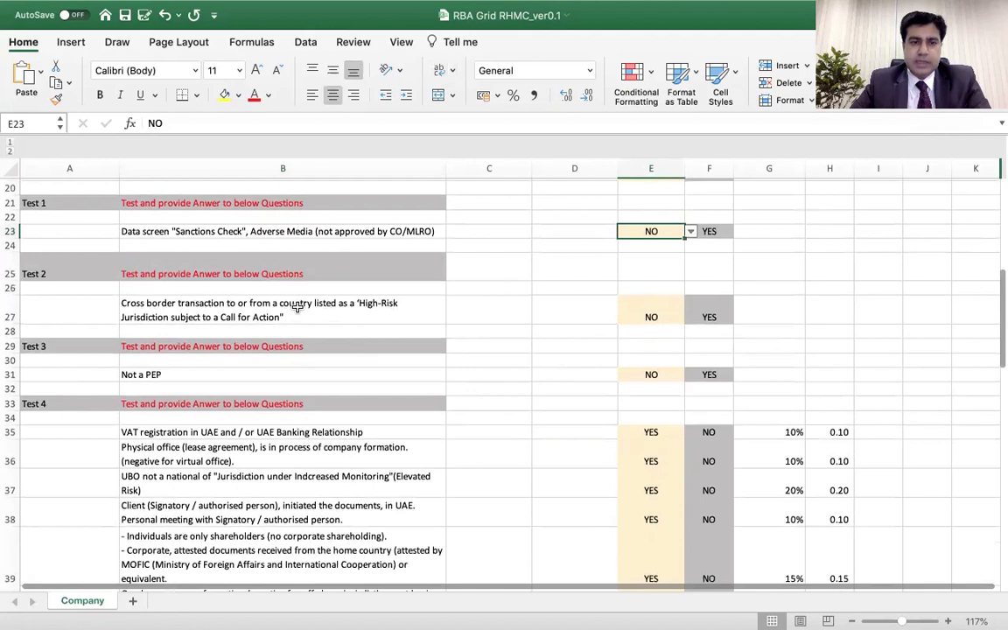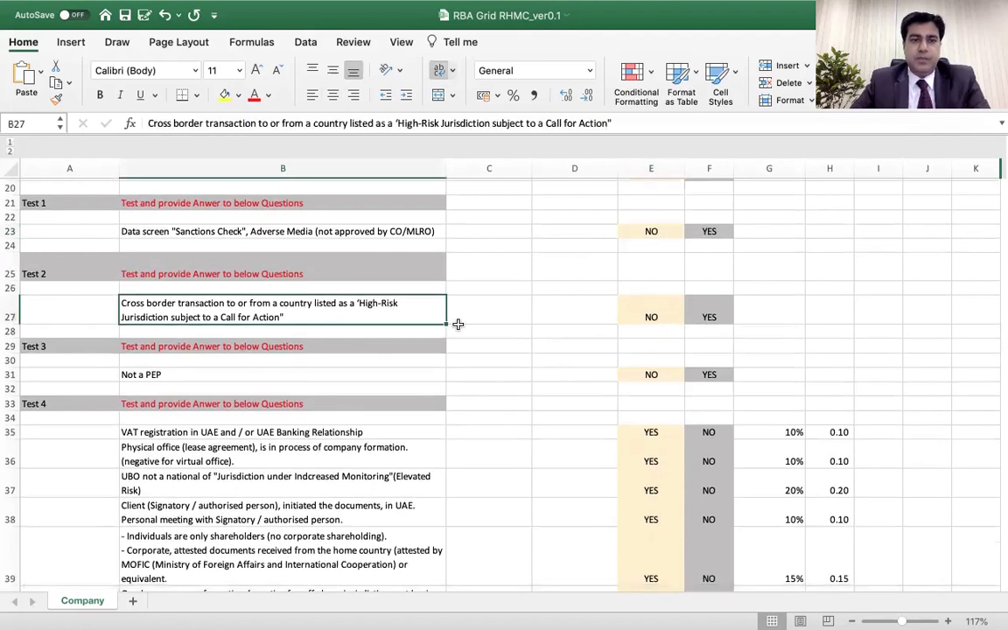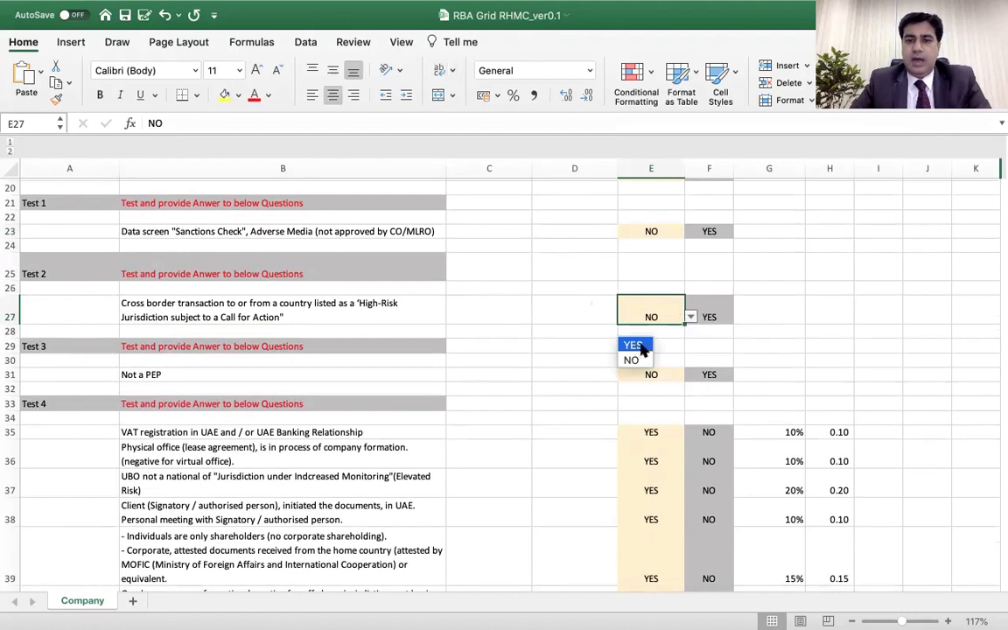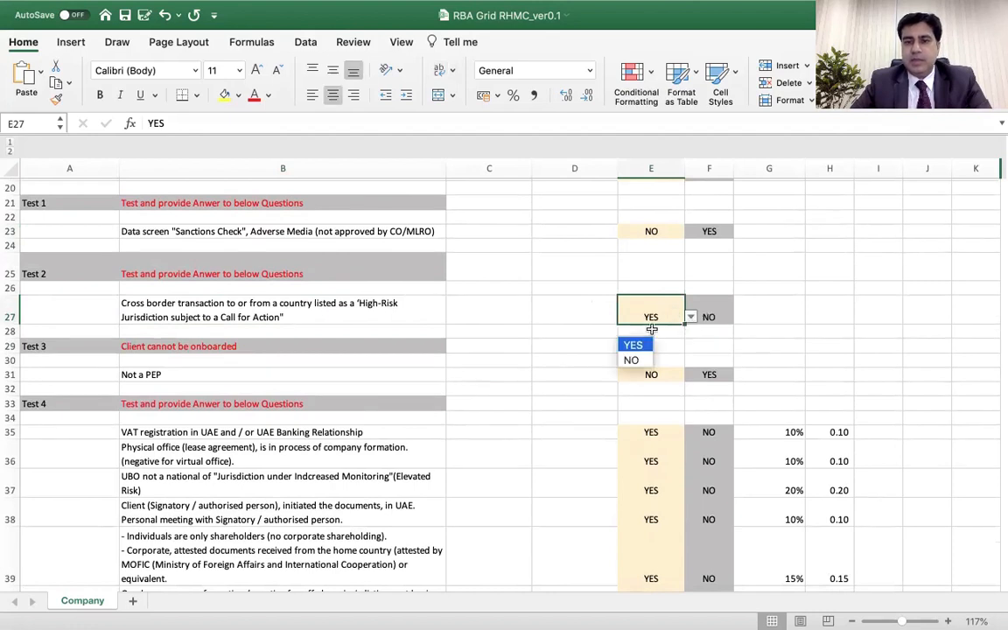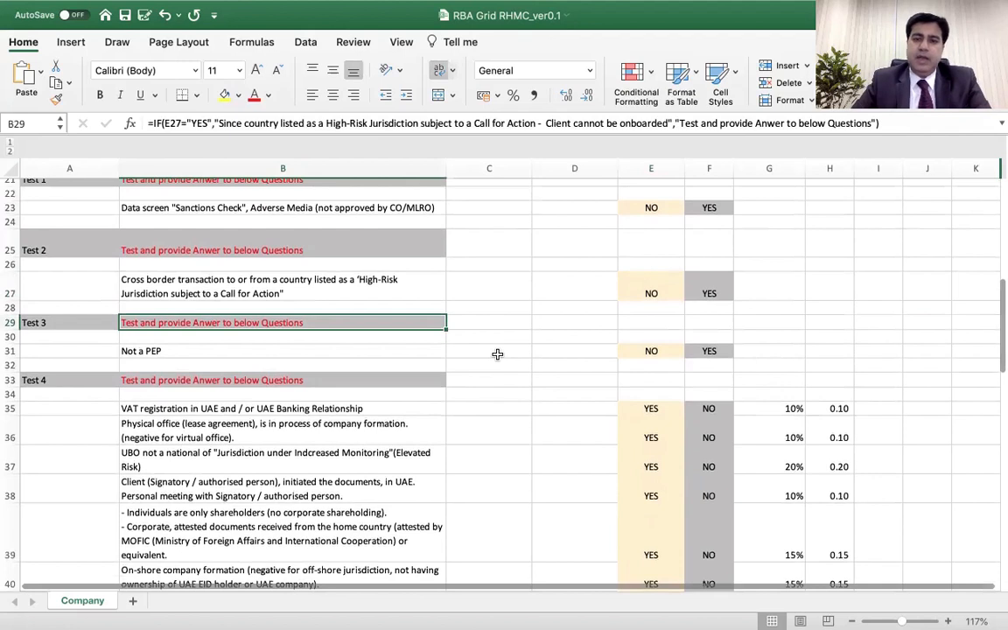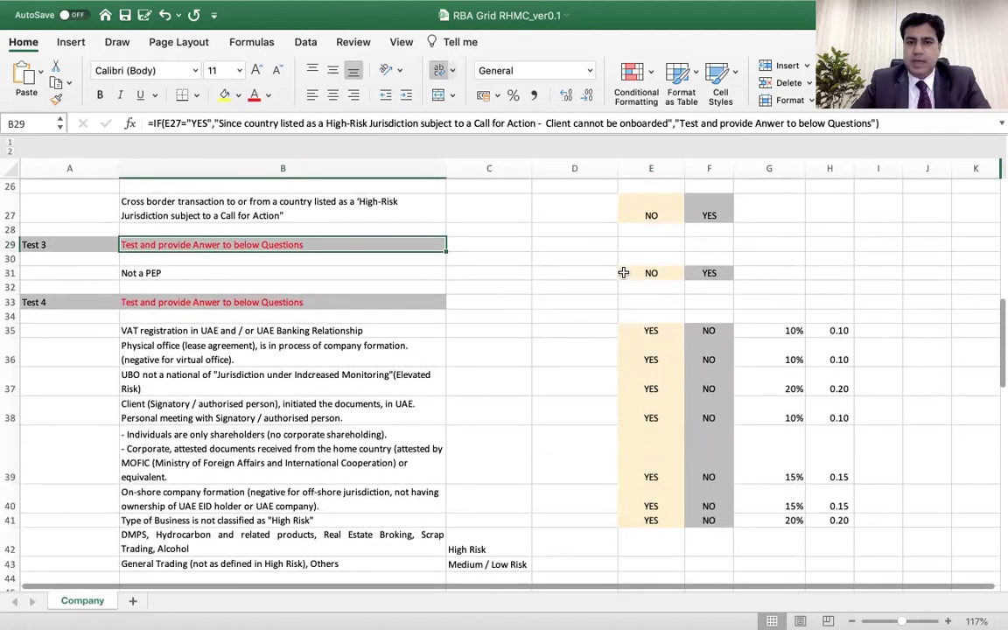We go into the further section: a cross-border transaction to or from a country of a high-risk jurisdiction subject to call for action. So this is where, as per this risk-based approach, we said if it is yes, the client cannot be onboarded is the final comment which comes in. If it is no, my risk-based approach says perfectly fine, move on, the transaction can go ahead.